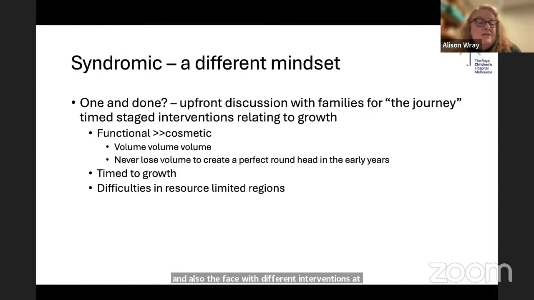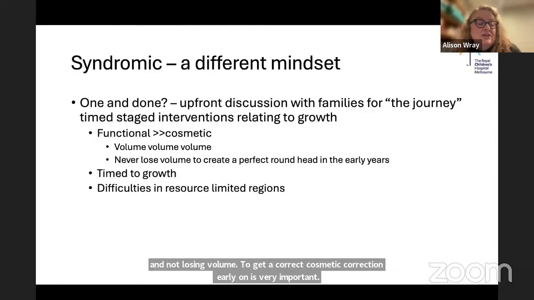We are more often dealing with wanting to make a functional correction much more than a cosmetic correction, and will prioritize function and brain growth over the cosmesis, particularly in the first year or so of life. For me, the volume of the cranium is probably the most important factor, and most of these children, even if they are born with macrocephaly, will go on to have craniocephalic disproportion. And so maintaining volume and not losing volume to get a cosmetic correction early on is very important.